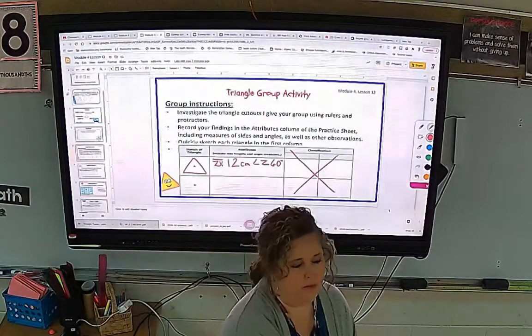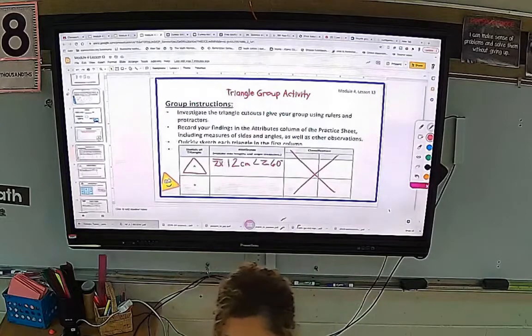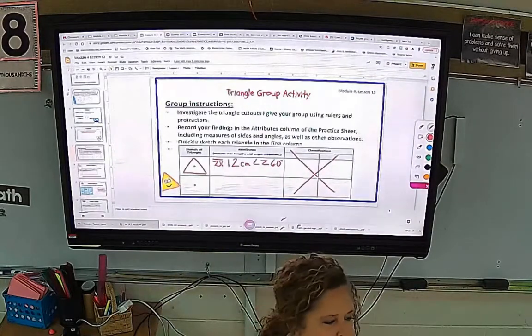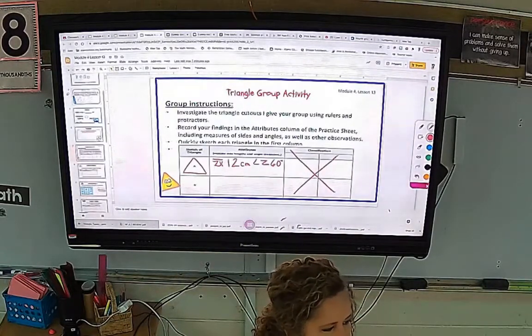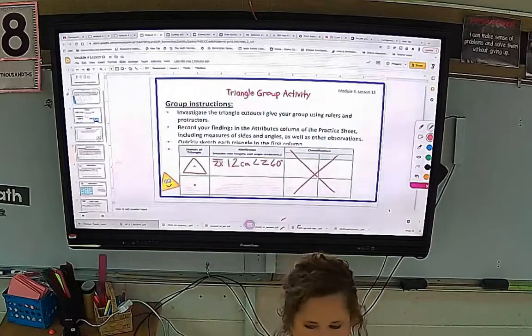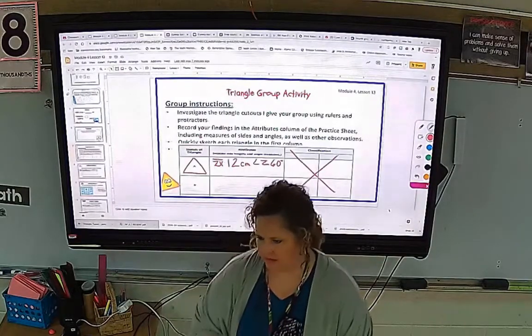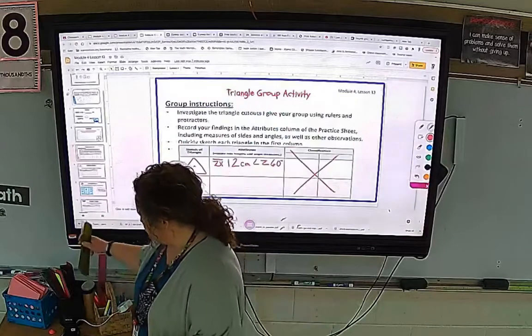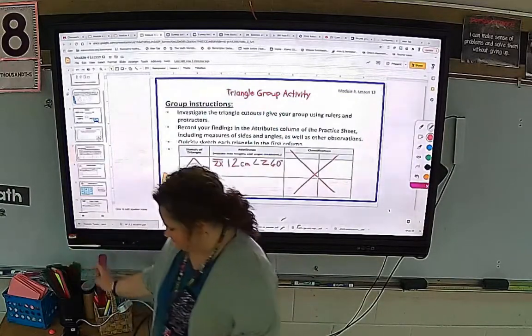Now, you have one ruler, you have one protractor. All right, let's take turns at those. Don't always do the protractor, don't always do the ruler. Take turnabout with those, okay? So that everybody's getting some experience with those.